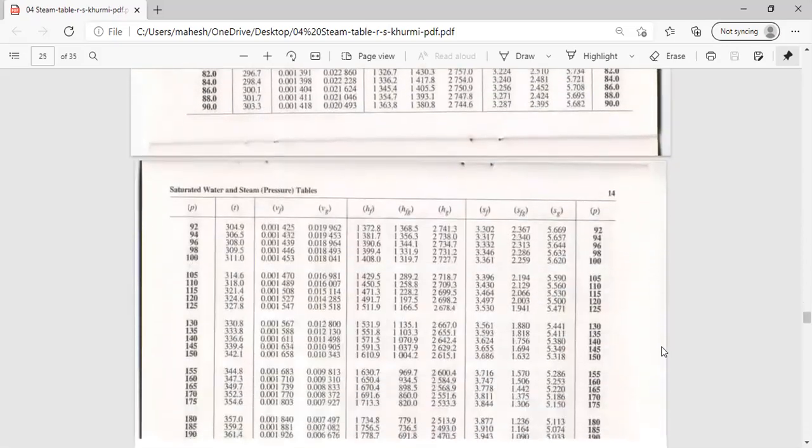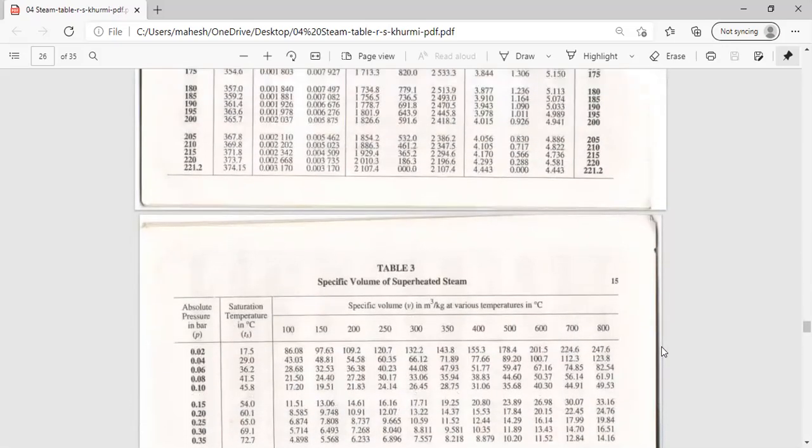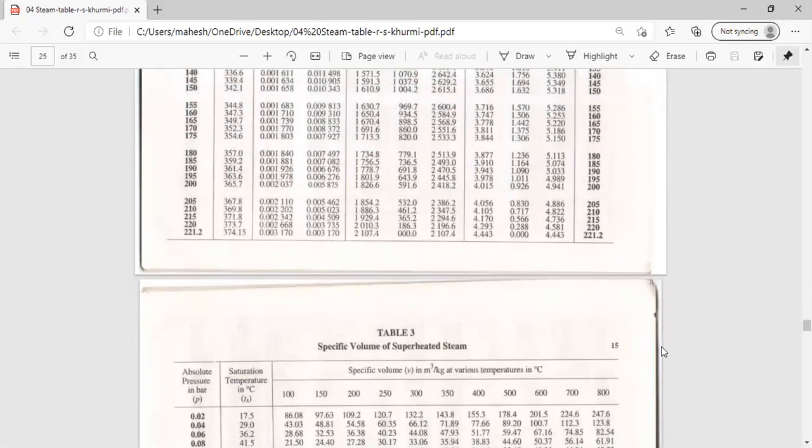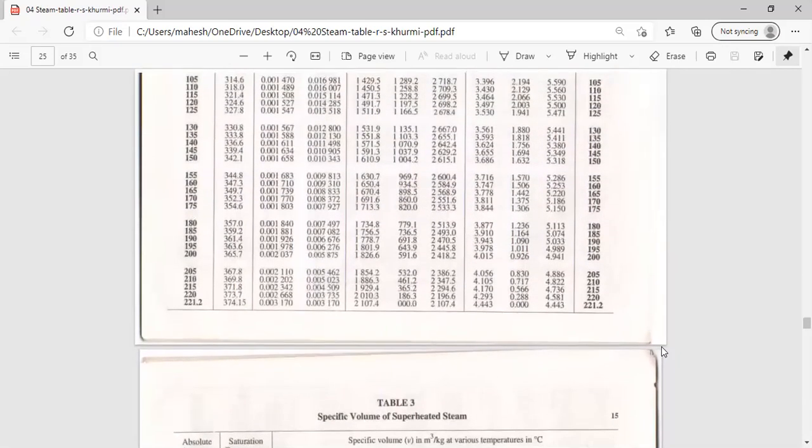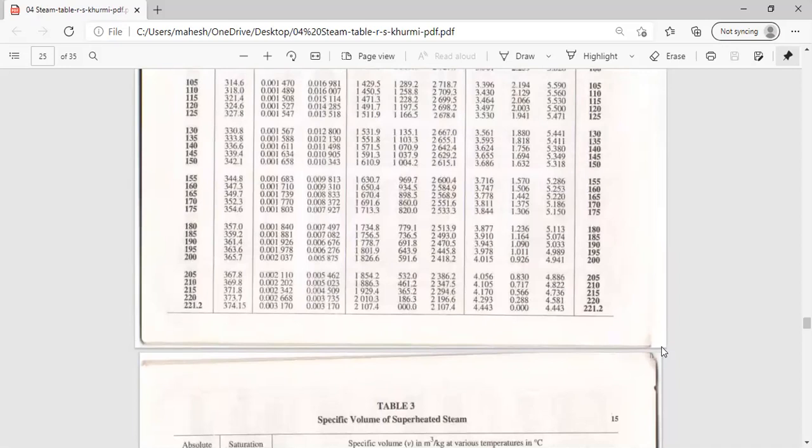At the critical point, if you look at this value 221.2, you will find that this Hfg value, the latent heat of vaporization, that is Hg minus Hf, is equal to 0. So the critical point is a point where the latent heat of vaporization becomes 0.